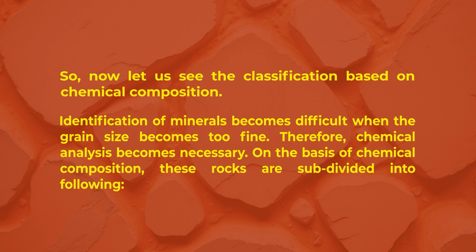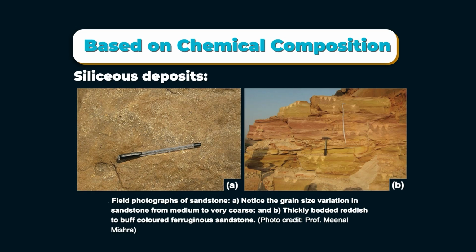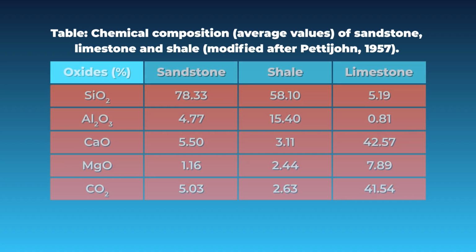So, on the basis of chemical composition, these rocks are divided into siliceous deposits, carbonate deposits, ferruginous deposits and phosphatic deposits. Here you can see siliceous deposits. We can further divide them into highly siliceous groups, moderately siliceous groups and highly calcareous groups. In this table you can see the oxide percentage that varies with respect to sandstone, shale and limestone.